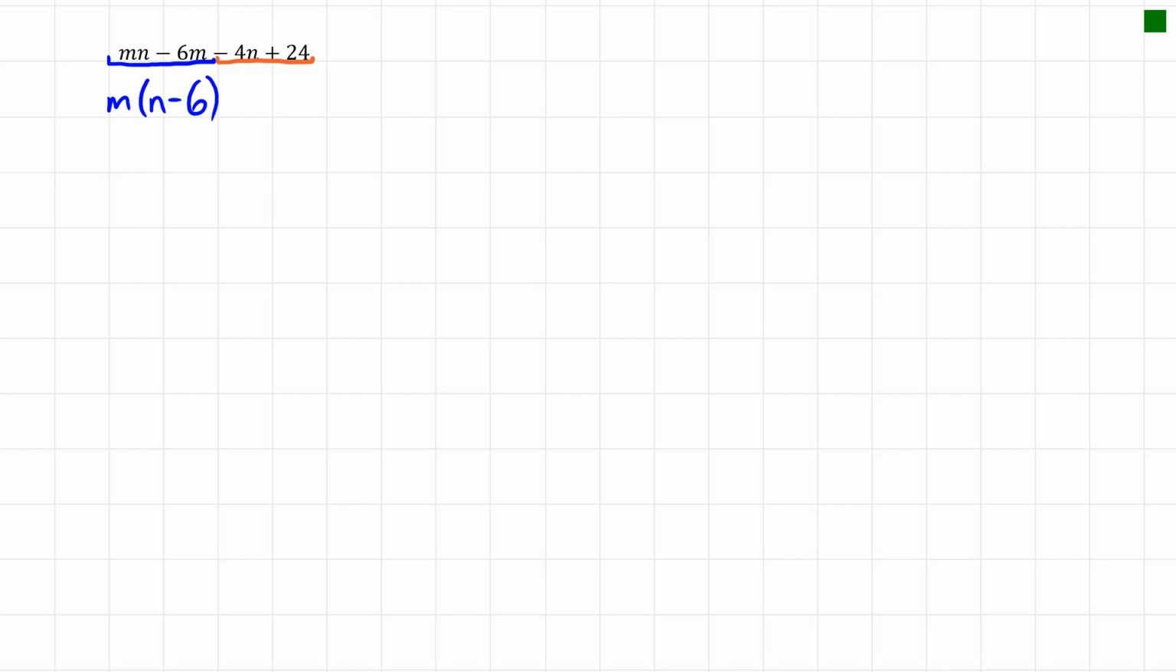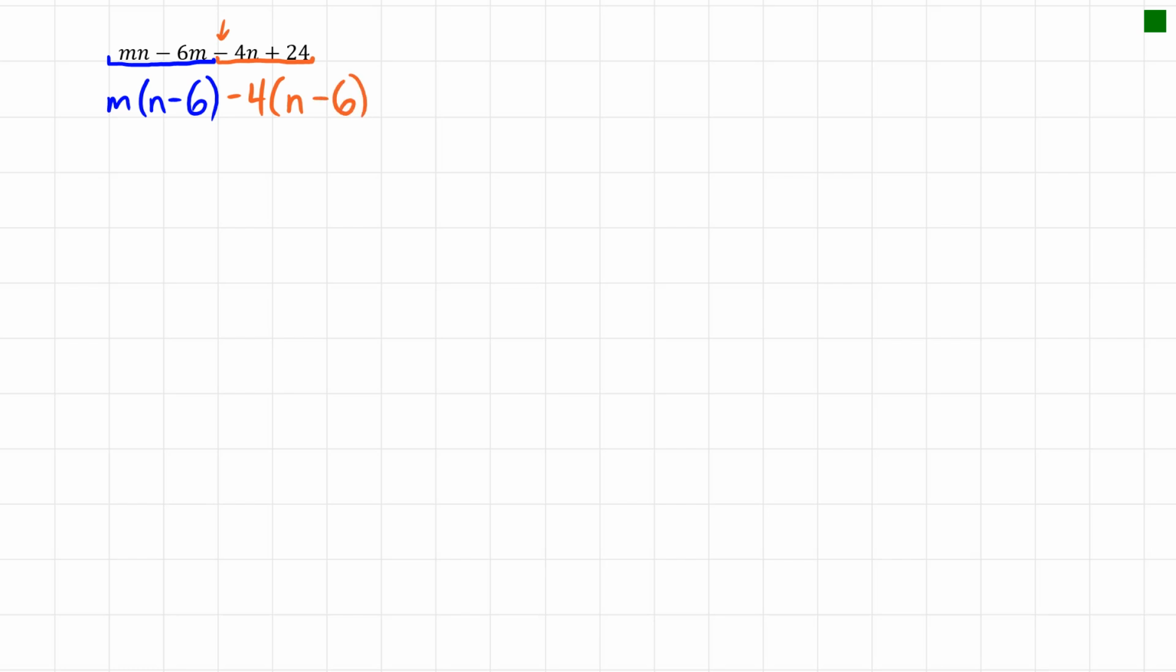4n can be divided by 4 and 24 can be divided by 4, but we also have this negative. And if I don't factor out the negative, then it's going to be stuck on the n term. So I'm going to factor out -4 from the second pair. And if I factor out -4, so I'm dividing -4 off of -4n, and I'm left with +n. And then I divide -4 off of +24, and I'm left with -6.